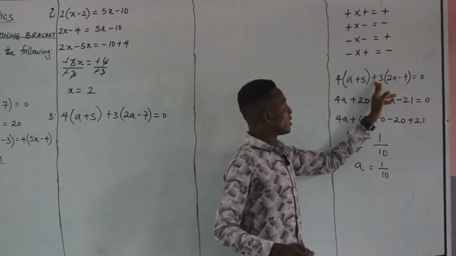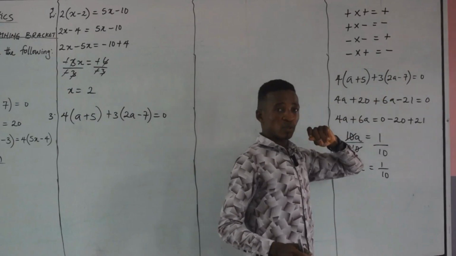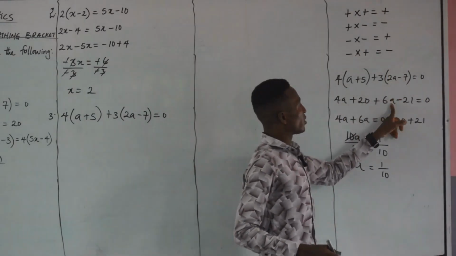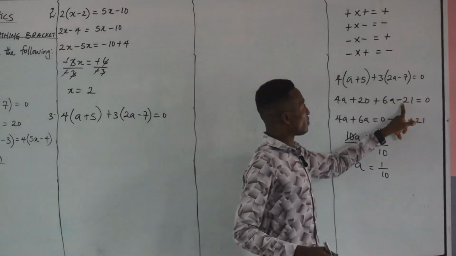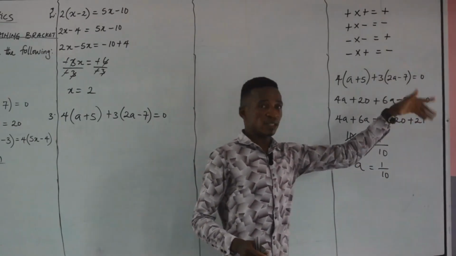We go to the other side. Plus here multiplied by the plus in front of the 2a gives us plus. 3 times 2a gives us 6a. Plus times minus gives us minus. 3 times 7, 21. Everything equals to 0.